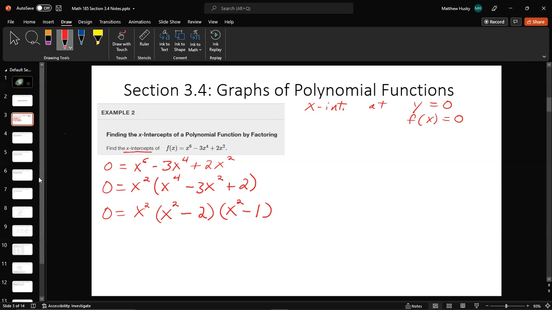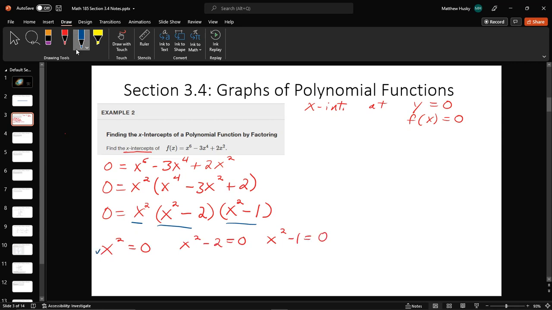And then what we can do is take each individual factor, and this is why we like it when it's equal to 0, because we can take each individual factor and solve where they equal 0. So you solve where x squared is 0, where x squared minus 2 equals 0, and where x squared minus 1 equals 0.